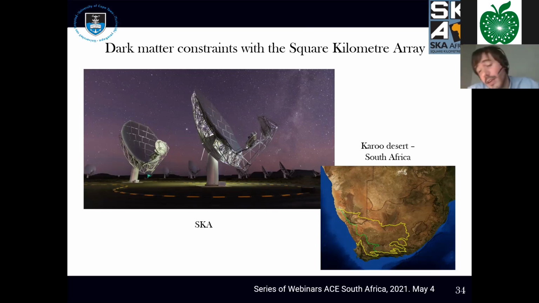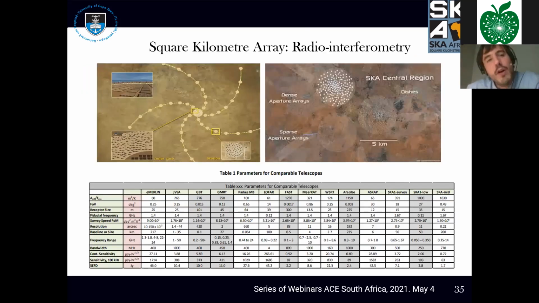So the main thing is calculating if the SKA will be able to constrain dark matter, if it's possible to constrain dark matter with the SKA. The main technique for the SKA is what we call radio interferometry. In general words, some of the things that you expect from a telescope to detect signals are good sensitivity and high resolution. The high resolution is something that we can improve with what we call radio interferometry.